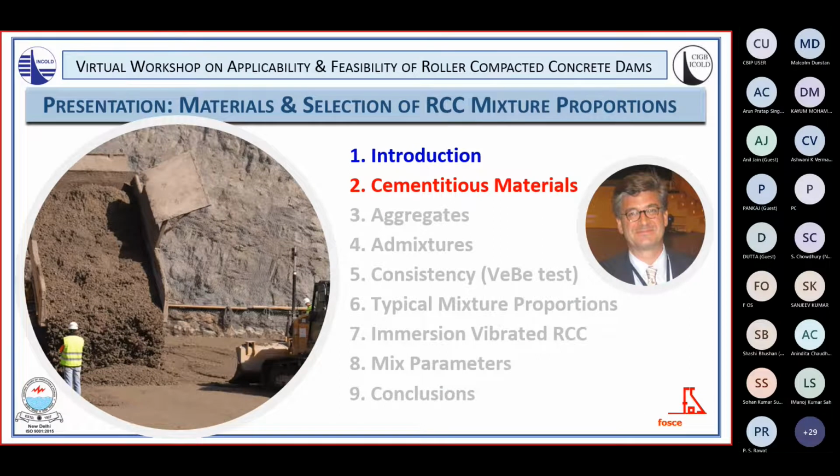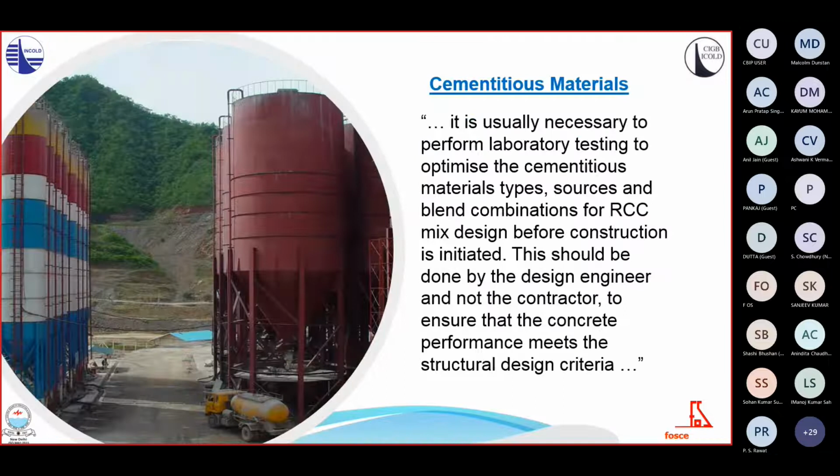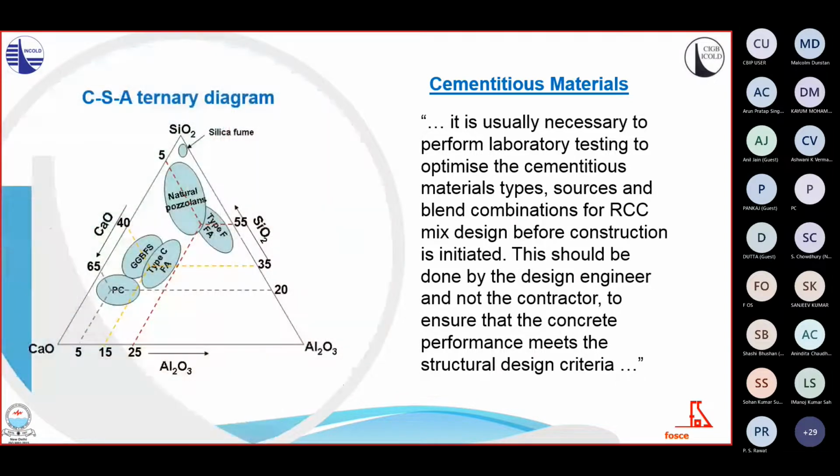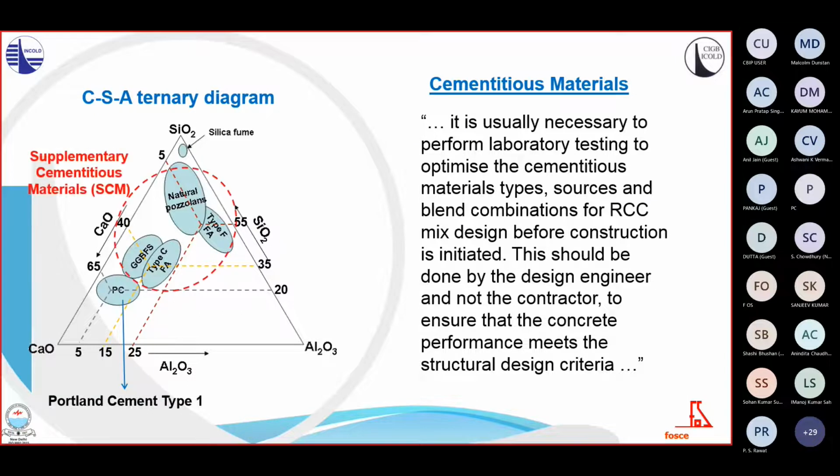Cementitious materials. Laboratory testing of different potential sources of cementitious materials is necessary at an early stage of the planning done by the designer to ensure that the concrete performance meets the design criteria. This diagram shows the proportions of the main chemical components of Portland cement and various supplementary cementitious materials. Low lime fly ash type F and natural pozzolans are by far the preferred ones.